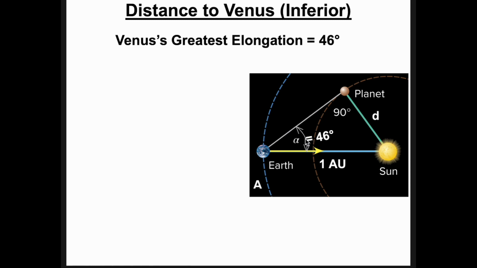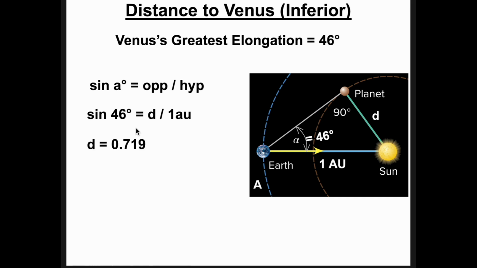That's the D that we're going to solve for. So notice if we have this angle, here's our opposite side, here's our hypotenuse, we want sine. Sine of the angle equals opposite over hypotenuse, which is D over 1 AU. Notice that's just going to go away. So literally all we have to do is the sine of 46 degrees, 0.719. Venus is right about 0.72 astronomical units away from the sun. That's less than 1 because it's closer to the sun than we are.